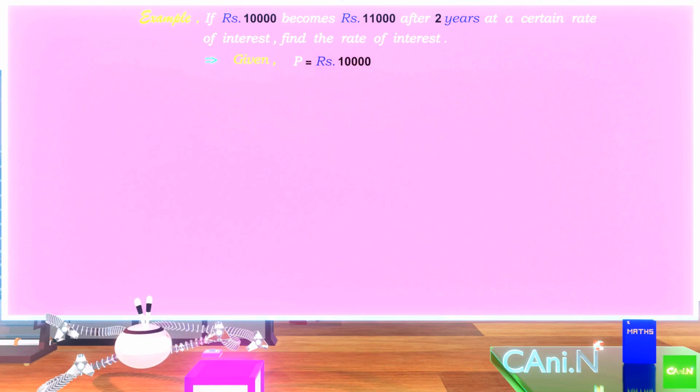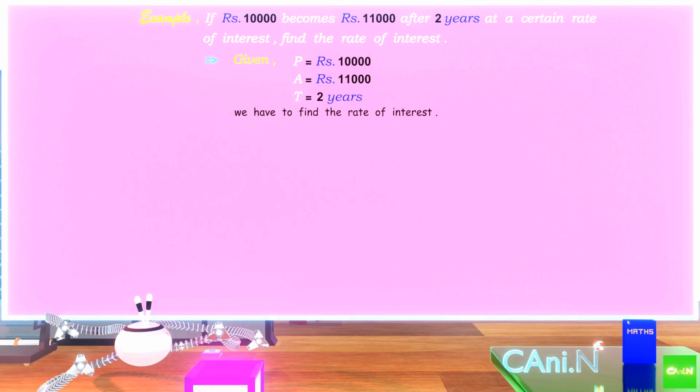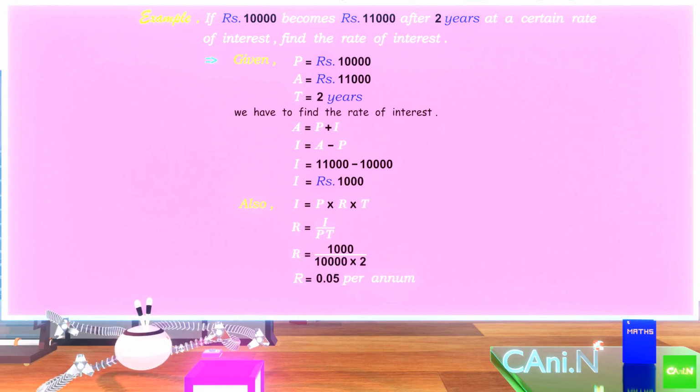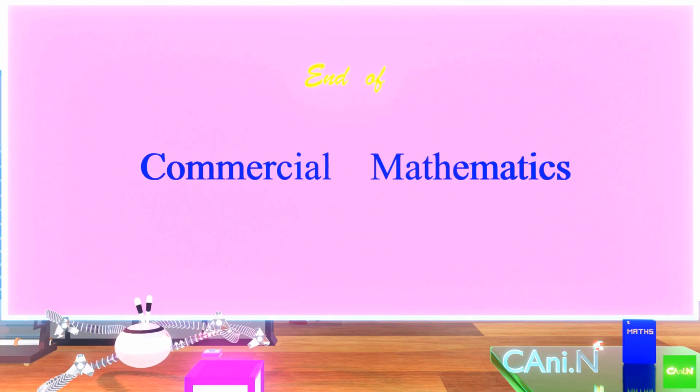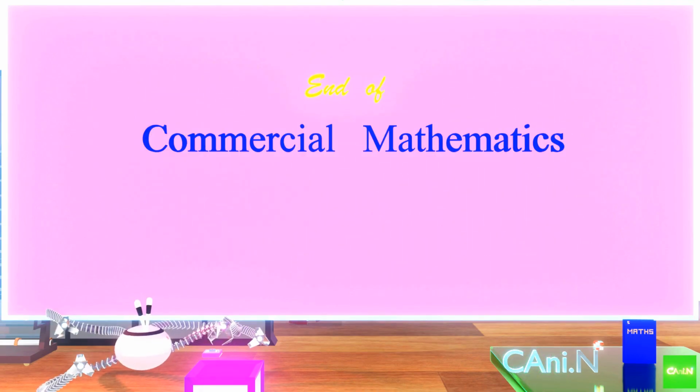Example. If rupees 10,000 becomes rupees 11,000 after 2 years at a certain rate of interest, find the rate of interest. Given, principal equals rupees 10,000. Amount equals rupees 11,000. Time equals 2 years. Here, we have to find the rate of interest. We know amount equals principal plus interest. So, interest equals rupees 1,000. Also, interest equals principal into rate into time. So, rate equals 0.05 per annum. Therefore, rate equals 5% per annum. This ends our topic on commercial mathematics.